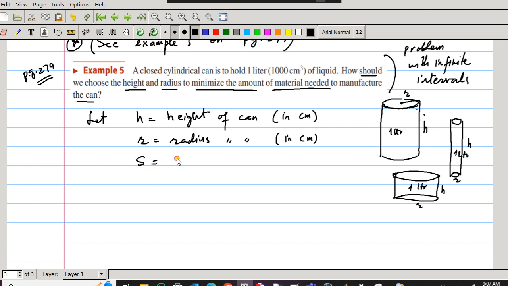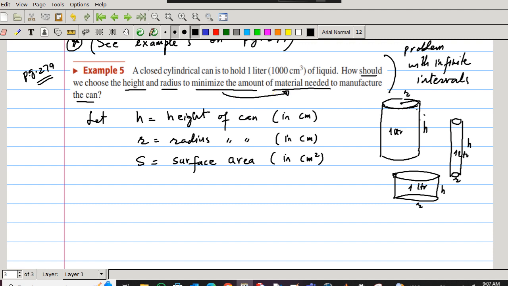S be the surface area. Why are we calling this a variable, the surface area? Surface area will be in centimeter square. He said minimize the material needed. Where is the material? Material is inside or outside? Inside is the volume. Material for the can, right? So outside is the material of the can.